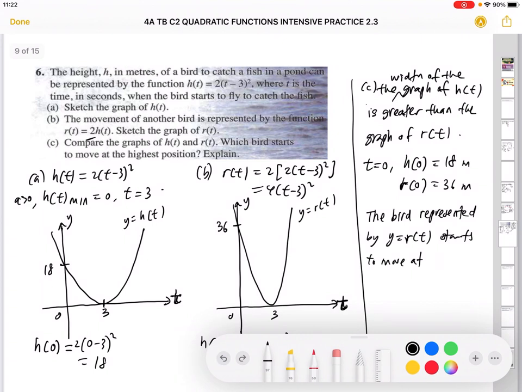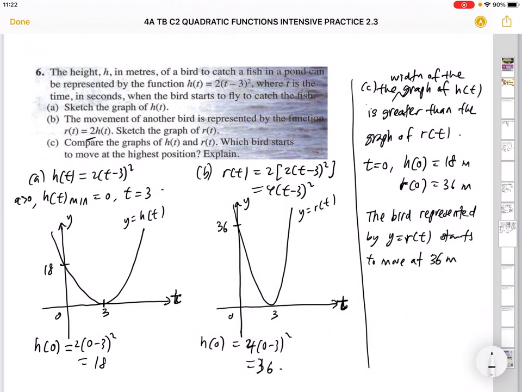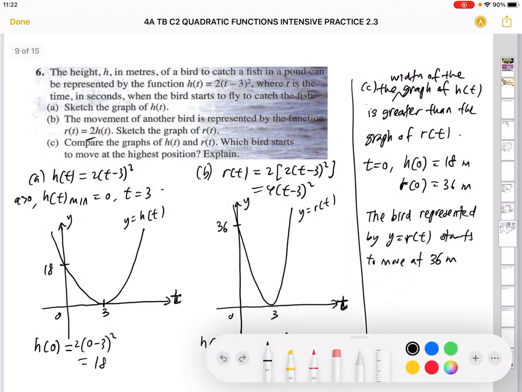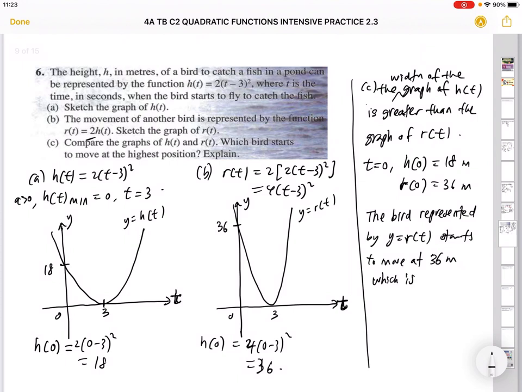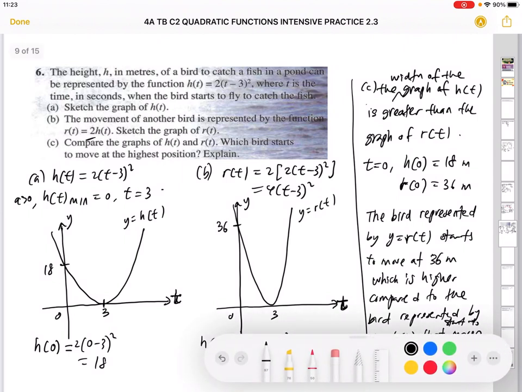at 36 meter. As compared, which is higher, maybe I write here, which is higher compared to the bird represented by y equals HD that starts to move at 18 meter. Okay, I think that is good enough.